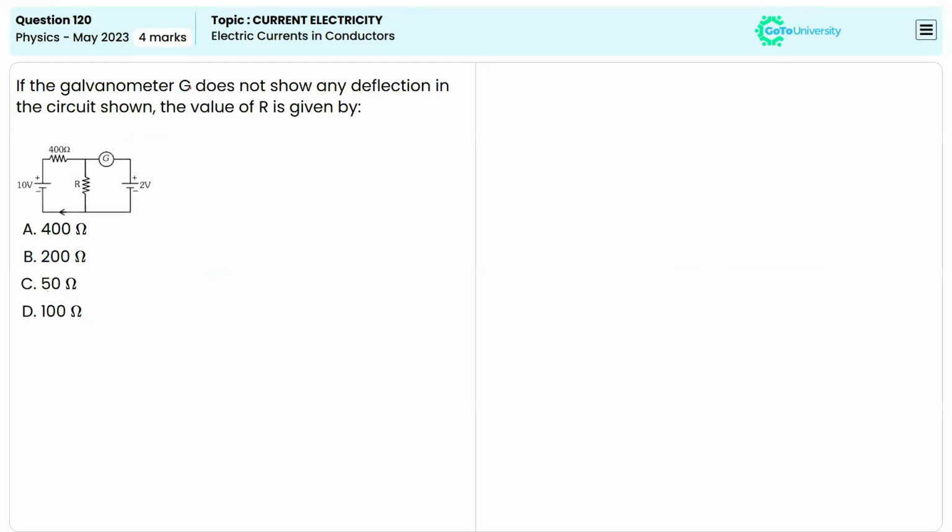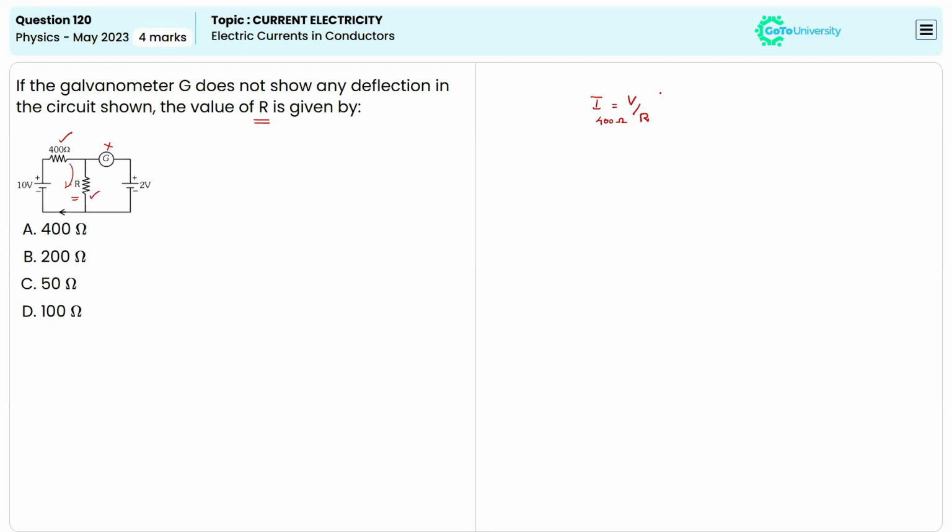Here the next question is about calculating the resistance. It's given that the galvanometer does not show any deflection in a circuit, and at that time we have to calculate the value of R. Here we have one resistor connected in series, and there is another resistor whose value we are going to find, and we have two batteries as well. It's known that when there is no reading on a galvanometer, the current will be equal to V divided by R, here for the 400 ohm only, because there is no deflection, right? So there will be only this part.